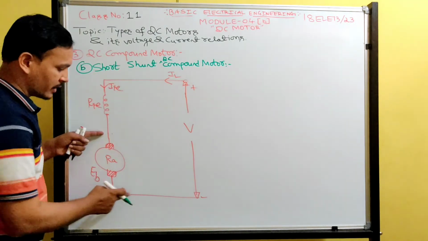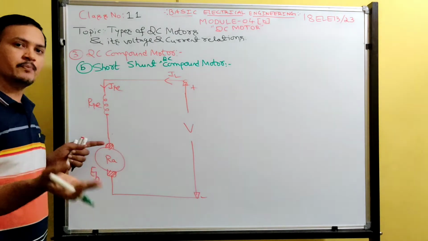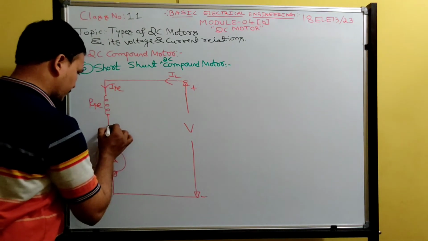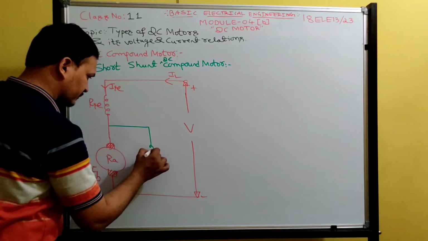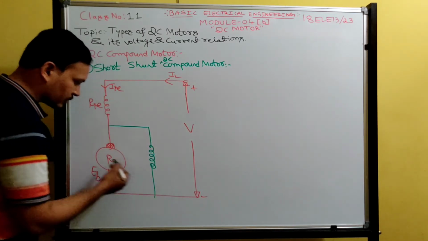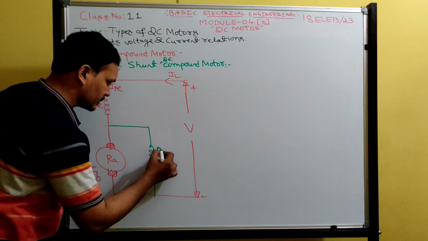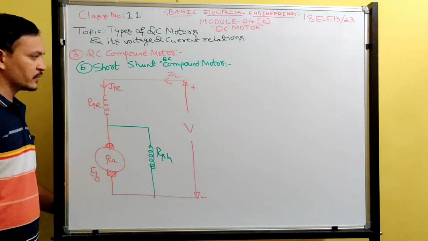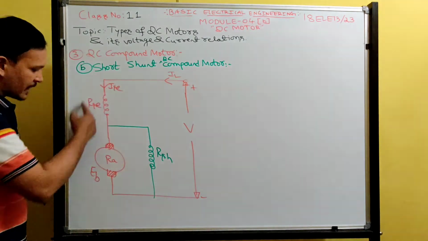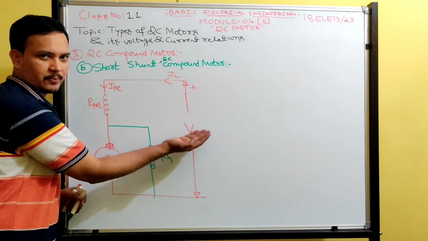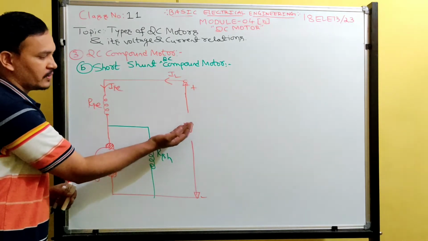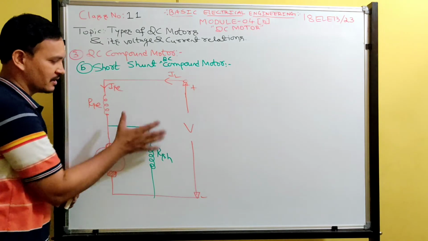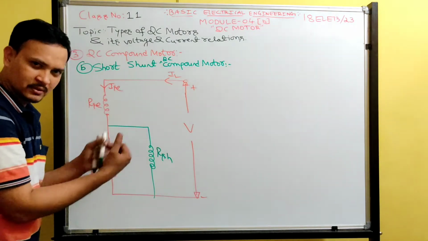If I connect shunt field winding from here to here, then it becomes long shunt. So understood, no, the difference? See, now I am connecting the shunt field winding only across armature. This shunt field winding is having some resistance RSH. Now this entire motor is connected to the supply voltage, so the voltage source drives the current, and this entire motor is going to receive the current.